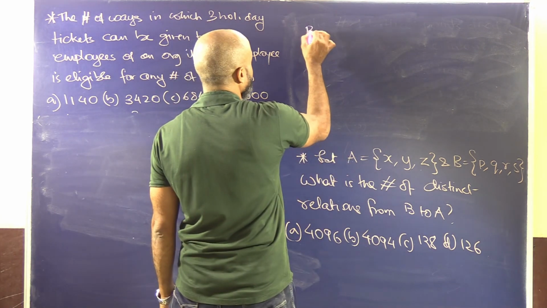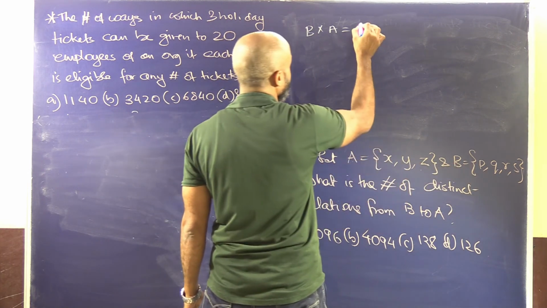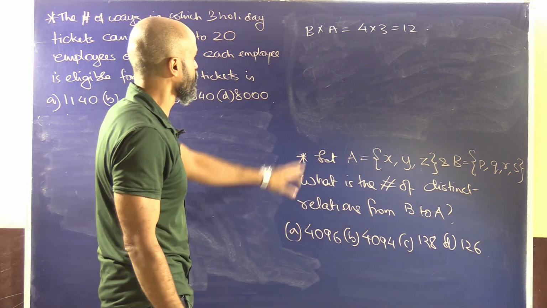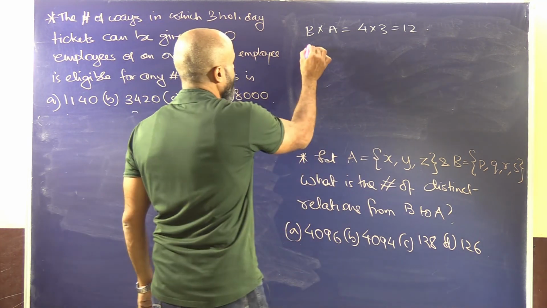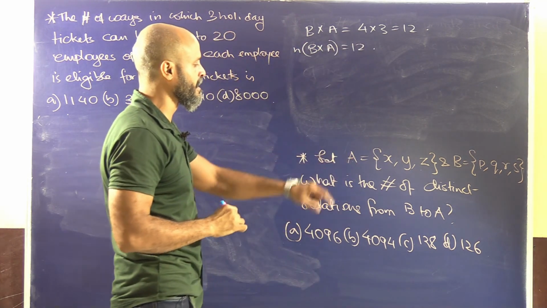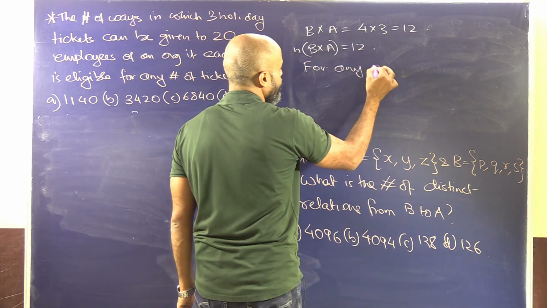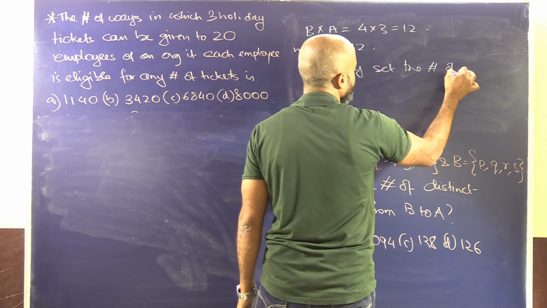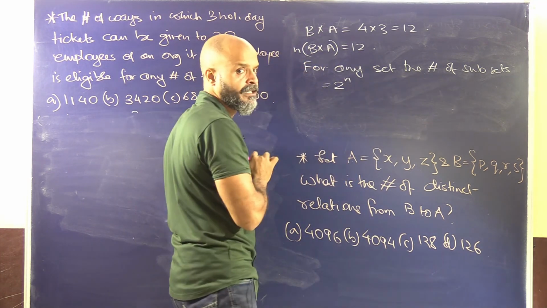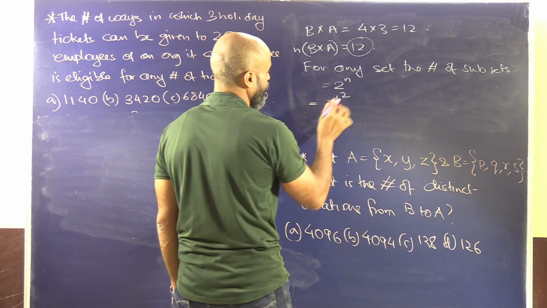Okay, so if I say B into A, the number of distinct relations will be 4 into 3, that is 12. What is the number of distinct relations? So this will be the number of elements out here. So the cardinal number of B into A will be 12. Now what will be the number of distinct relations? We know that for any set, the number of subsets is equal to 2 to the power of n, where n is its cardinal number. So in this case also, since there are 12 elements, this will be 2 to the power of 12.